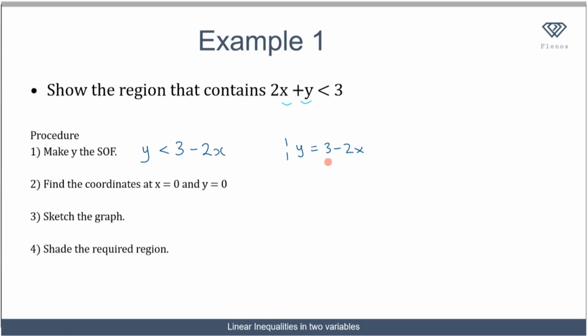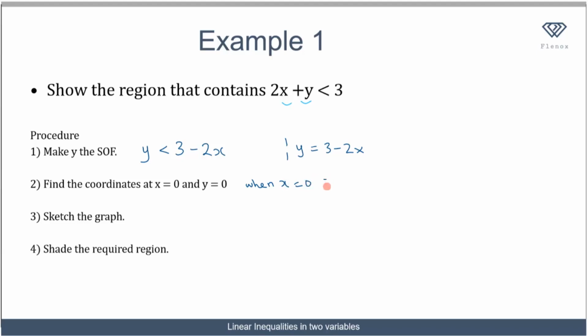We just change the inequality sign to an equal sign temporarily, and we try to locate the coordinates at x equals 0 and y equals 0. Why are we doing this? We are doing this so that we can locate 2 points on the line. When we locate 2 points on the line, we can just connect those two points to graph out the line. So we say, when x equals 0, what is the value of y?